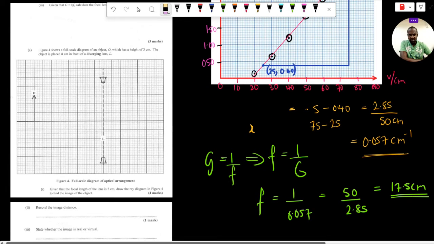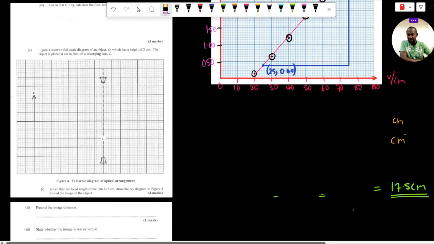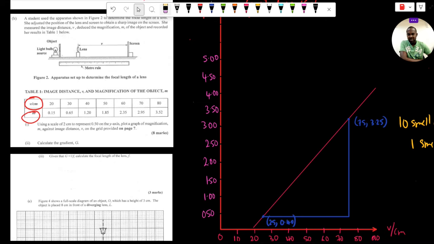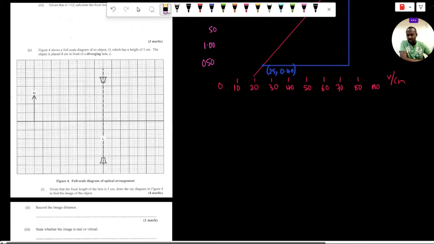Now, the next part of the question says, Figure 4 shows a full-scale diagram of an object O which has a height of 3 centimeters, right? So we're told that this diagram is a full-scale diagram, and the height of the object is 3 centimeters. And this object would have been drawn to scale. And of course, if you had been able to take your ruler and measure the height of the object, then you would have seen that the height of the object is actually equal to 3 centimeters, all right? So let's proceed to looking at that part of the question.